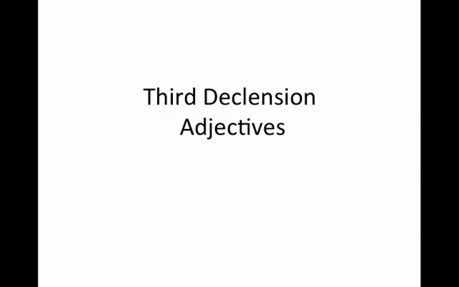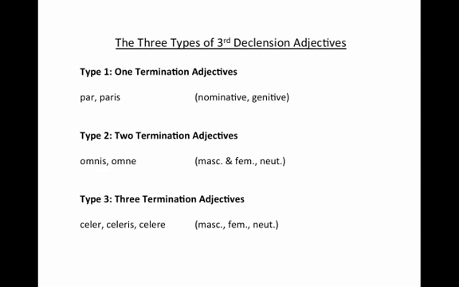Today we're going to learn about third declension adjectives. And as you can see here, third declension adjectives are broken up into three different groups. Type 1 third declension adjectives are also called one termination adjectives. And, as with par, paris, you're given the nominative and the genitive of the word.